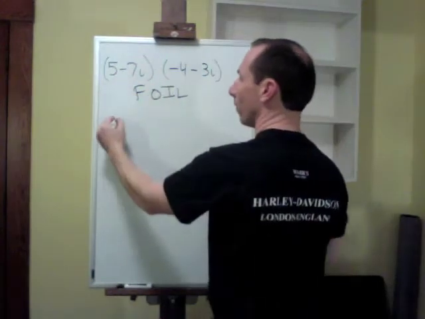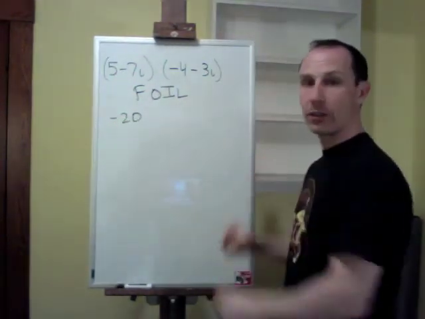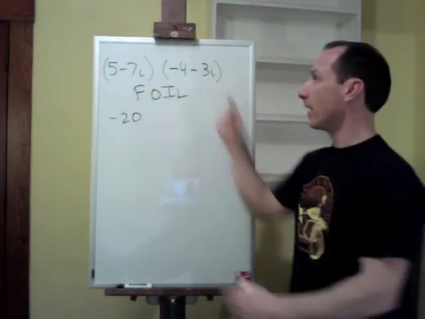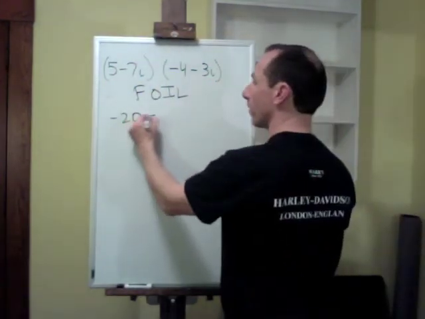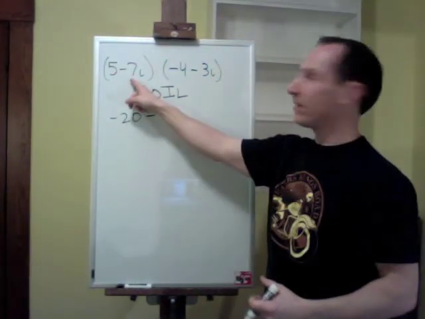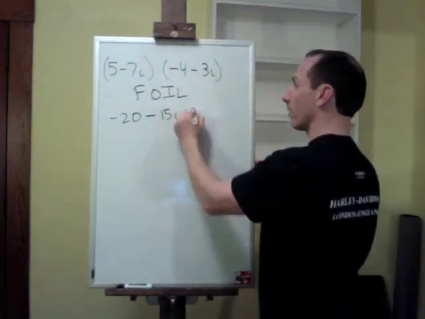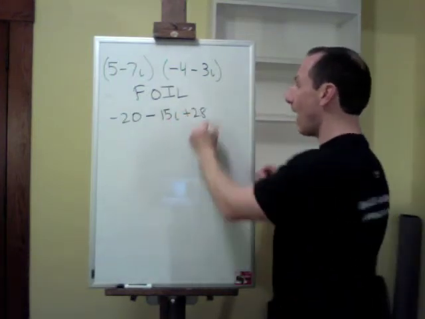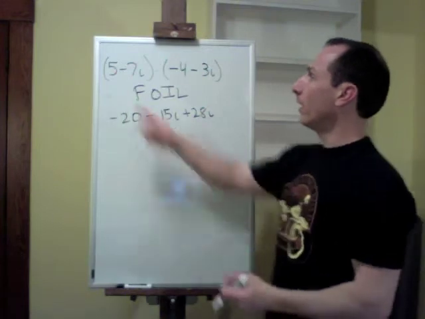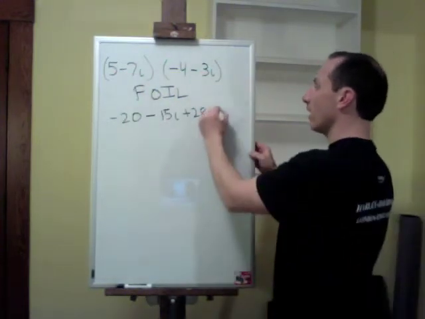5 times a -4 is -20. And then we go to our outer terms, and we got 5 times a -3i. That's a +5, so that's going to be a -15i. And then a -7i times a -4 is going to be a +28i. And then lastly, our last terms, -7i times -3i is a +21i squared.